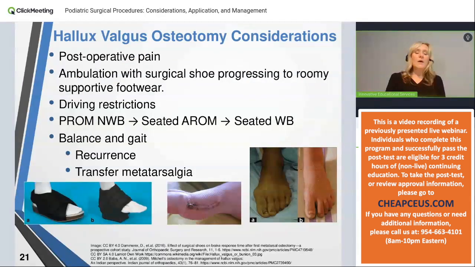When we look at working with these patients post-operatively, we are going to pay attention to the pain level, obviously, that the individual is having. We do want to be considerate to the shoe that they're wearing initially post-operatively. They're going to have some type of shoe that is going to take the weight bearing off of the forefoot, because we do want healing to occur.